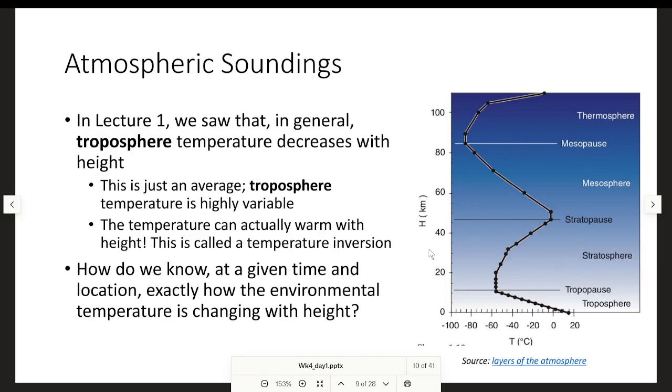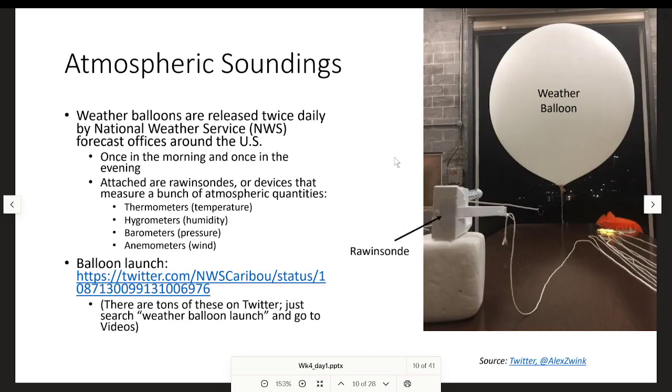So how do we know at a given time and location exactly how the environmental temperature is changing with height? Hint at the top. Okay. There's the weather balloon. They're so cool. Okay, look, you got the little piece of styrofoam, and it's attached to the balloon. And they make it seem like the balloon is just standing here, but these balloons, if you let them go, oh my god, they will rocket off.